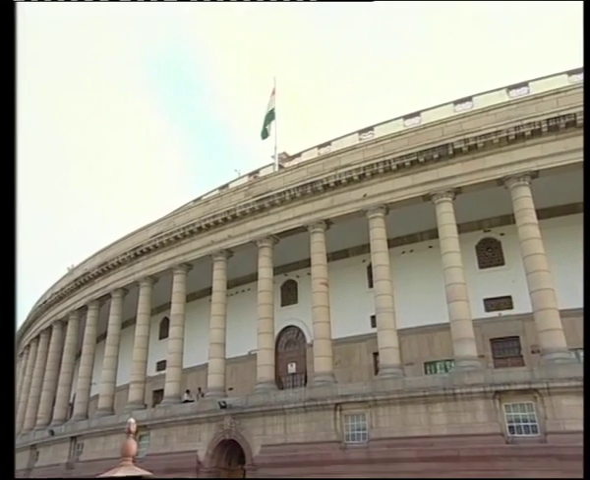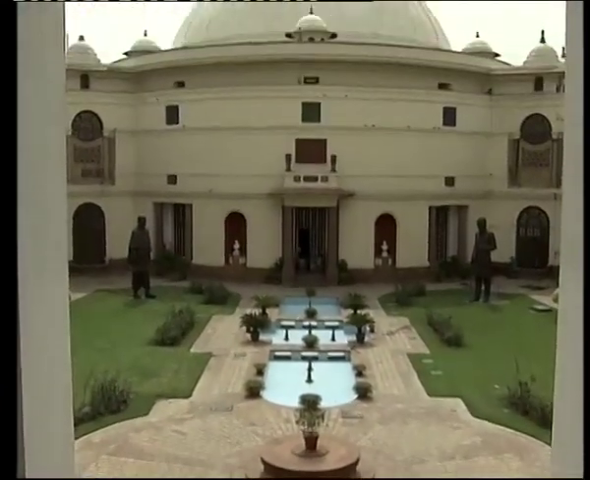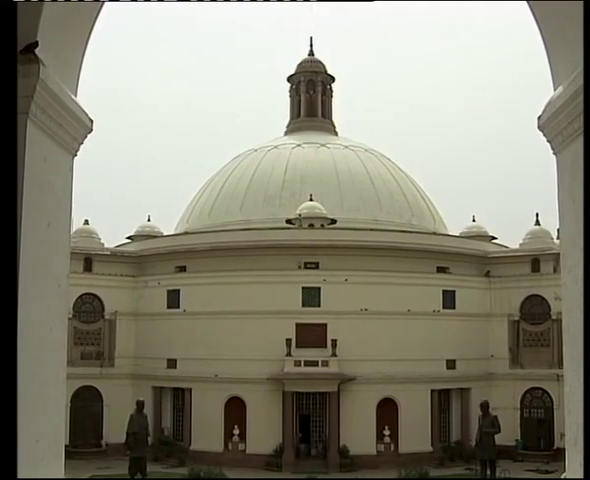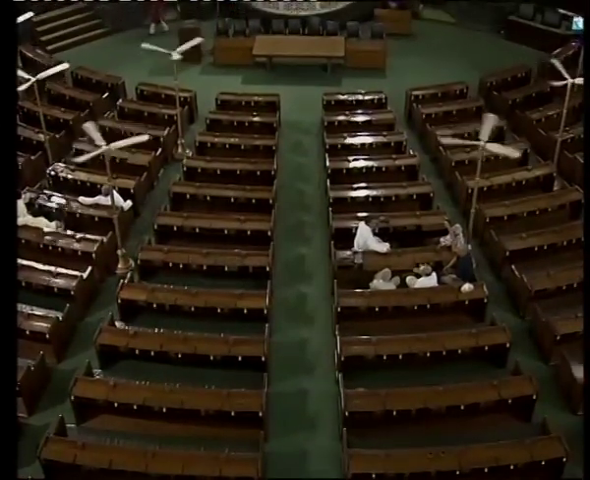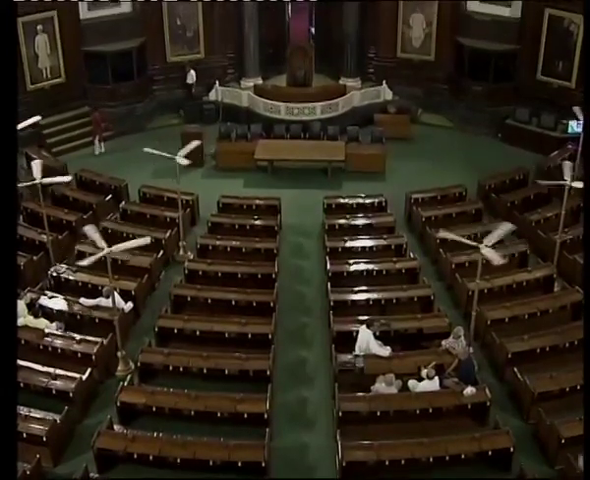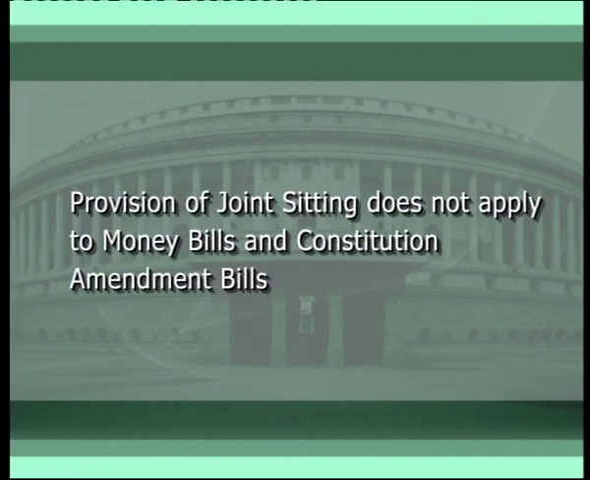In case of disagreement between the two houses on a bill, there is provision for a joint sitting of the two houses to resolve the deadlock, where questions are decided by the majority vote. However, this provision of joint sitting does not apply to money bills and constitution amendment bills. So far, there have been 3 joint sittings.